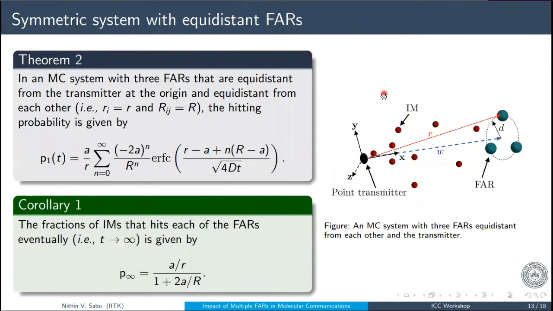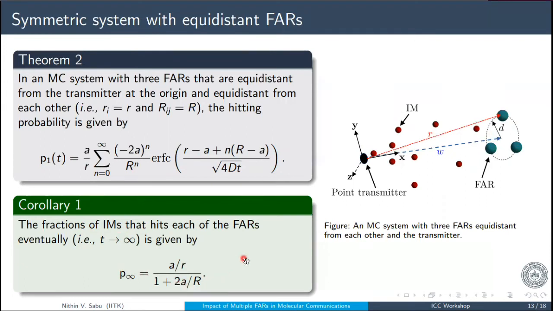Now we consider a special case, that is a symmetric system where these 3 fully absorbing receivers are equidistant from each other and are equidistant from the point transmitter. Under this scenario, the hitting probability is given by this equation, which is much simplified. And when we substitute t tends to infinity, we get the fraction of IM that hit each of the fully absorbing receivers eventually. That is P infinity equal to A by R divided by 1 plus 2A by R.